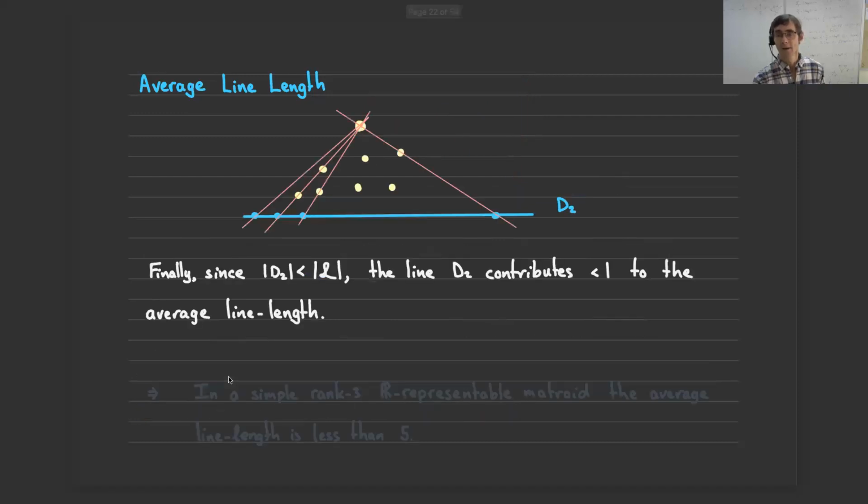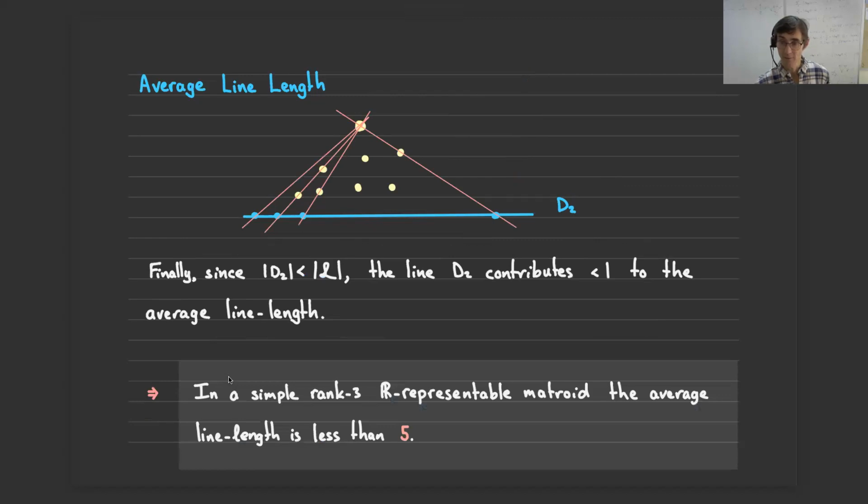And so now I only have to look at the longest line. But the number of lines is more than the size of the longest line, because you can just fix a point outside. And so the longest line is going to contribute at most 1 to the average. And so you get a bound on the average line length. Well, it says 5 there, but I think actually it's 6.